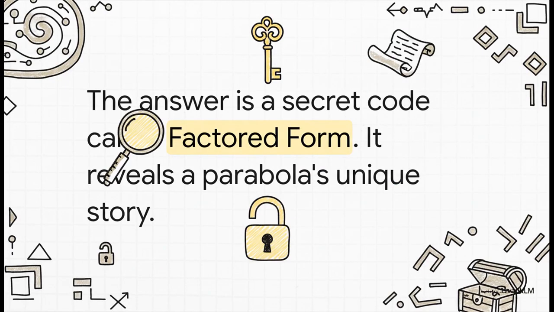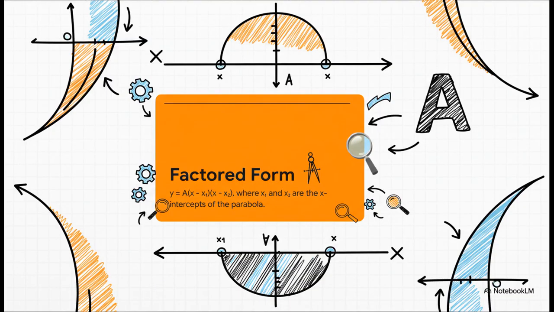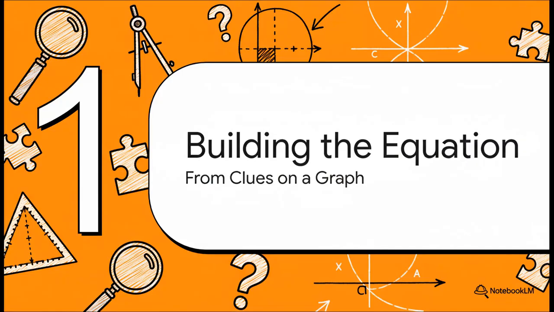Well, the answer is this really powerful tool, a kind of secret code called factored form. And over the next few minutes, we're going to crack it together. We're going to learn exactly how to read it and how to write it. Okay, so this is it. This is our code. That a is just a value that controls the shape, but x1 and x2, those are the two most important clues a parabola can give us, the exact spots where it crosses that horizontal x-axis.